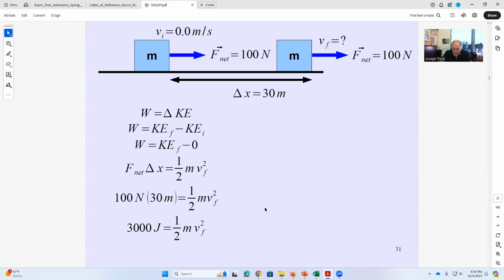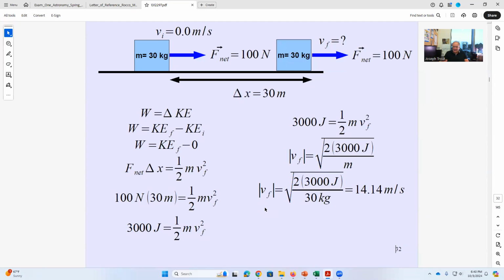And let's say we start with an initial velocity equal to 0. We can use that to find the final velocity. The final velocity will just be equal to the square root of twice the work that was done divided by the mass. So we get the square root of 2 times 3,000 divided by the mass, which is 30 kilograms, and we end up with 14.14 meters per second.